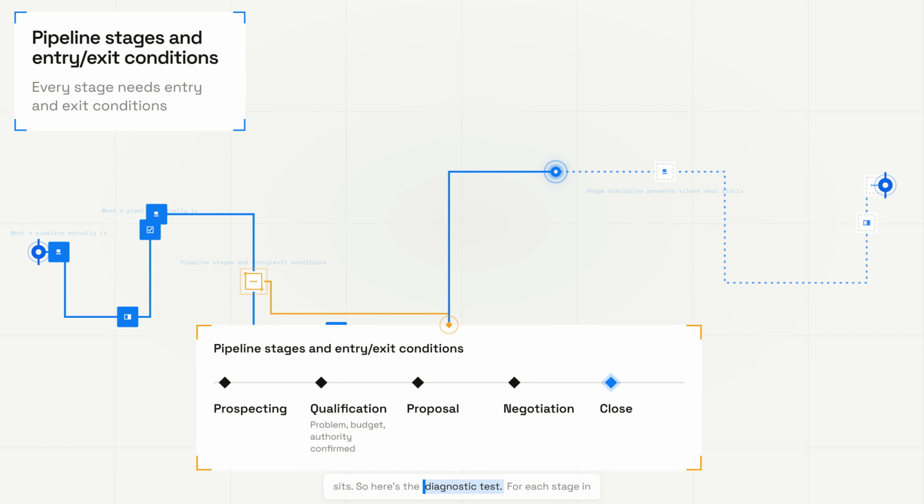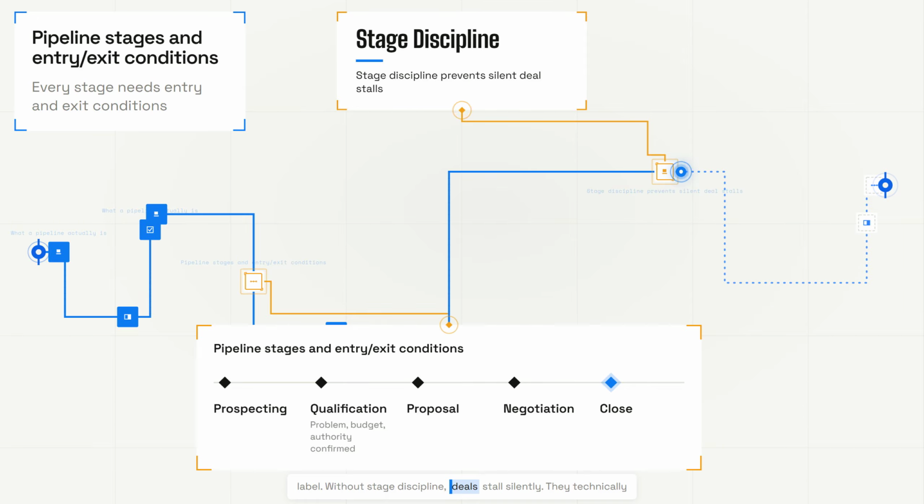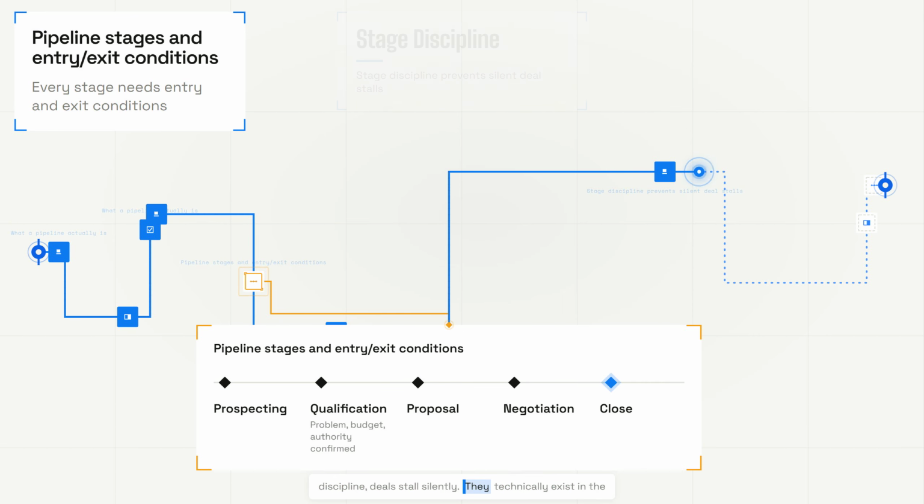So here's the diagnostic test. For each stage in your pipeline, ask, what is the one condition a deal must meet before it moves forward? If you can answer that clearly, you have a stage. If you can't, you have a label. Without stage discipline, deals stall silently. They technically exist in the pipeline, so no one flags them. They just sit there, aging, inflating your forecast until the quarter or the year end.